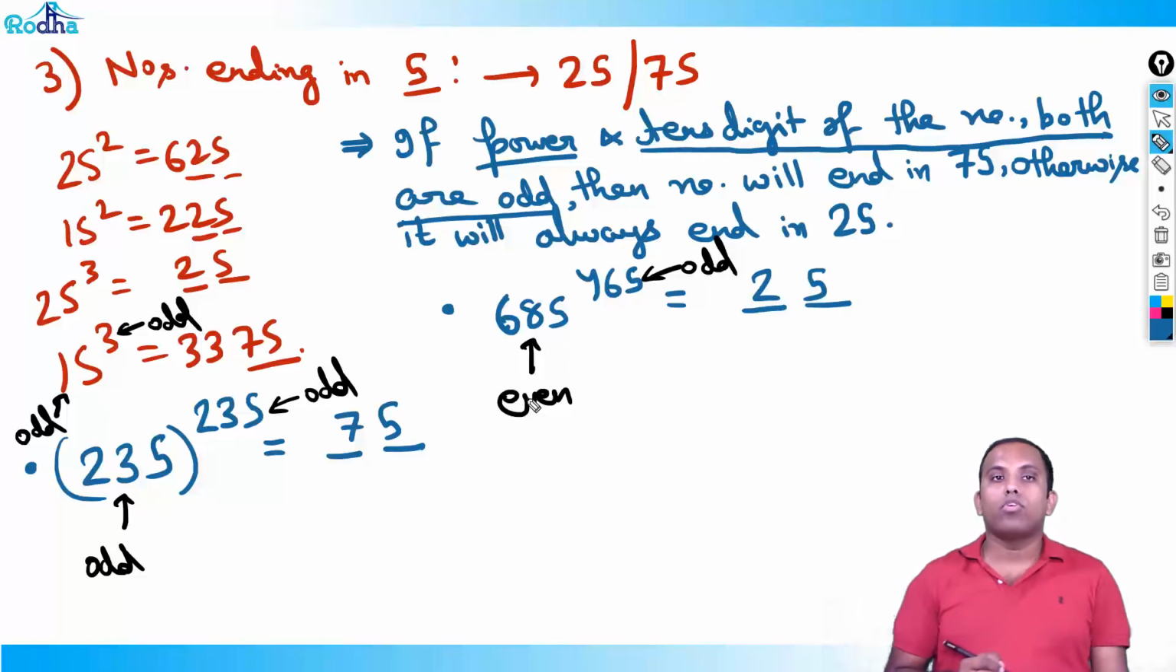Okay. So this is for last two digits for all the odd numbers, right? In the next video, we'll see how to do it for even numbers.